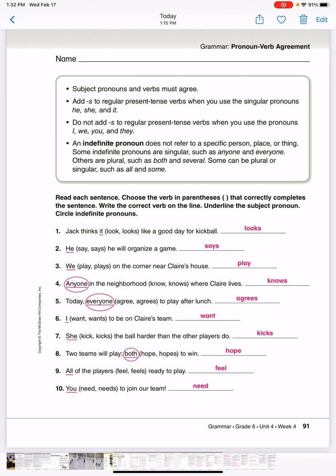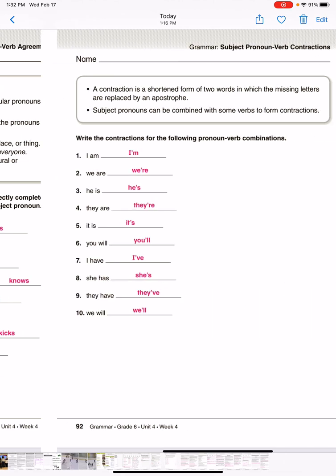Anyone, everyone agrees. I want. She kicks. Both hope. All feel, and you need. Okay? Subject pronoun and the verb that it agrees with.